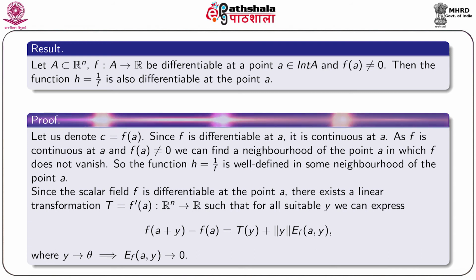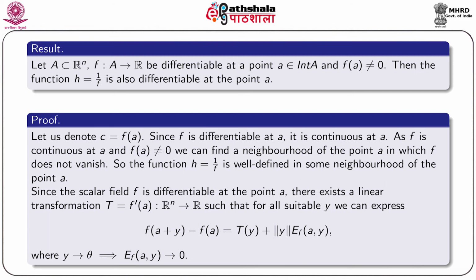Let us denote c equal to f(a). Now, since f is differentiable at a, we know it is also continuous at a. Since f is continuous at a and f(a) is distinct from 0, we can find a neighborhood of the point a in which f does not vanish. As a result, the function h equal to the reciprocal of f is well defined in some neighborhood of the point a.